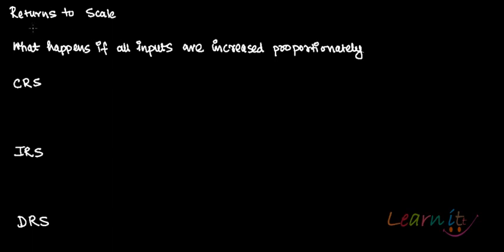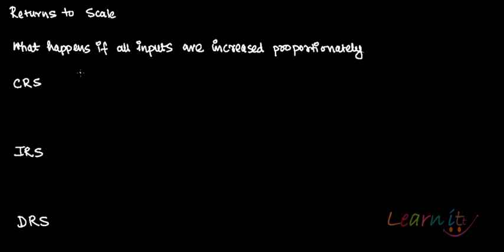Okay, returns to scale. Now what happens if all inputs are increased proportionately? That is, you have labor, you have capital. You double the amount of labor you use and you double the amount of capital you use. Then what will happen to output? Will output double? Will it be less than double? Or will it be greater than double?